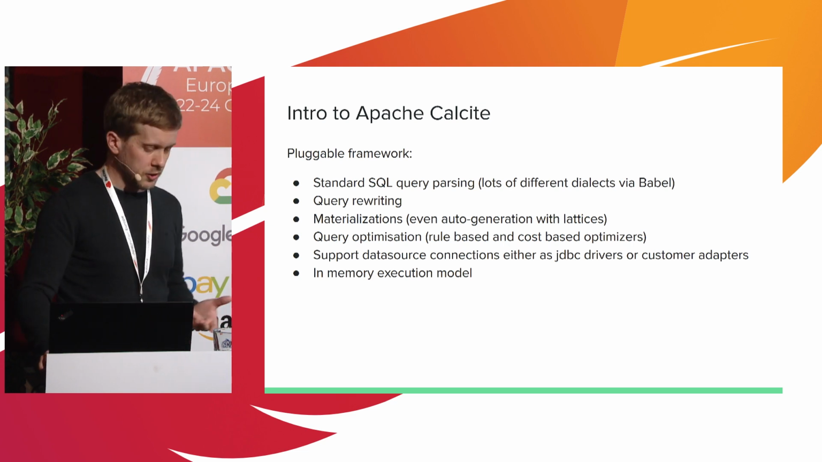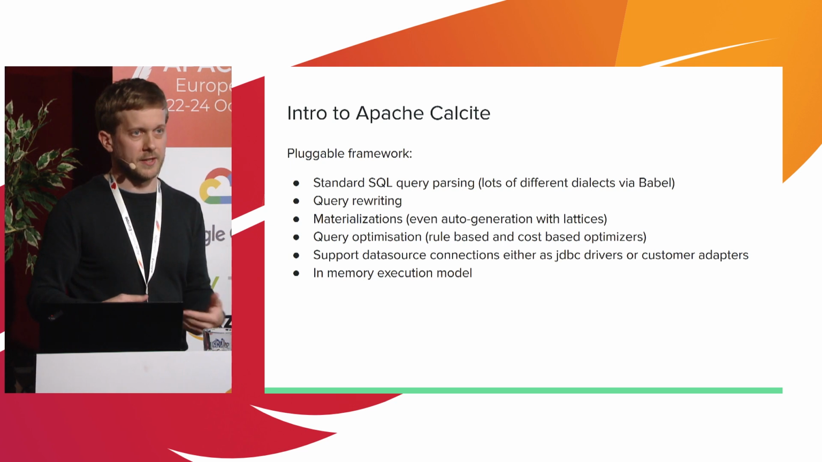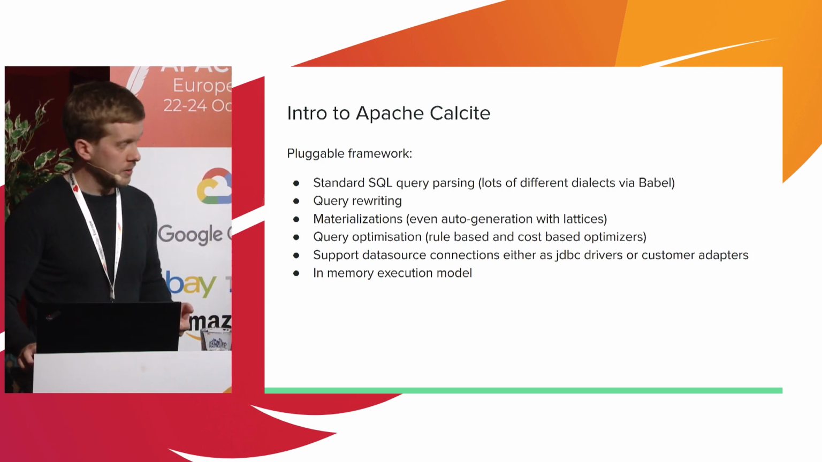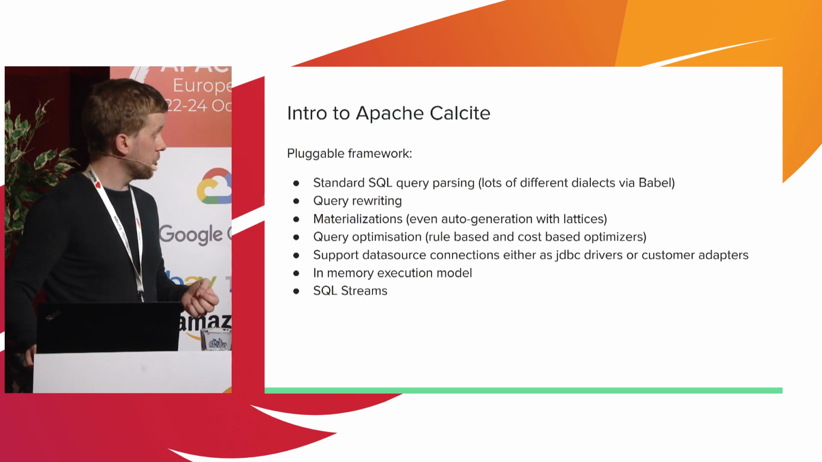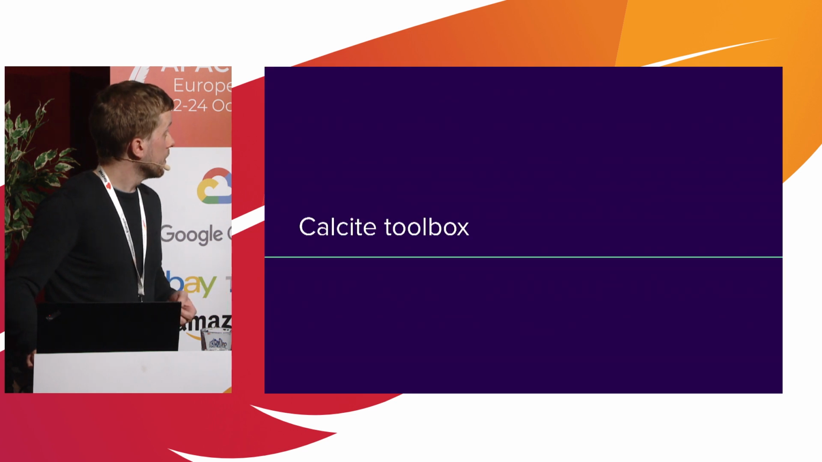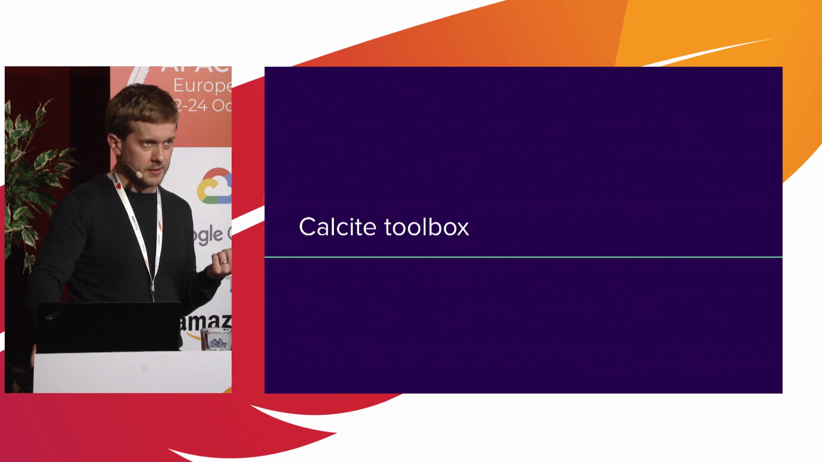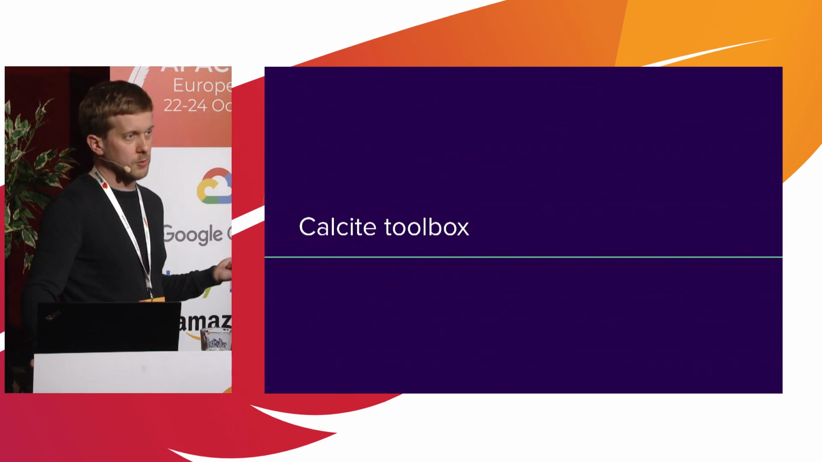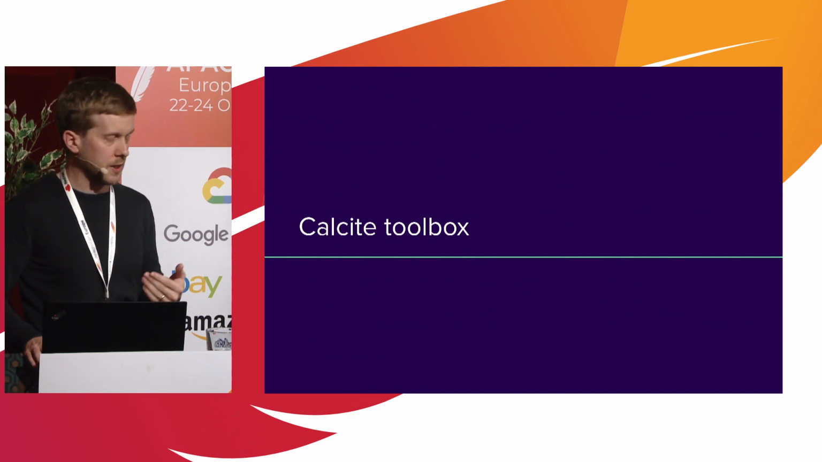It has an in-memory execution model, which basically allows you to do stuff in Calcite which the underlying databases might not support. It has support for SQL streams, and many, many more things. So let's take a look at a few of those in a little bit more detail, and I'll tell you basically these things we've used at Contiamo to really help us build this virtualization layer.